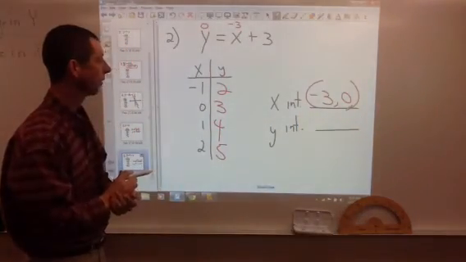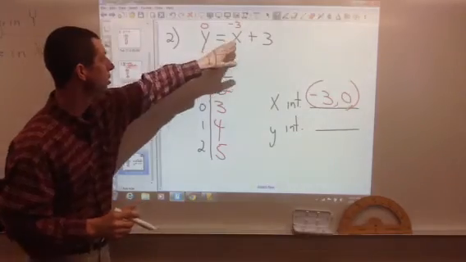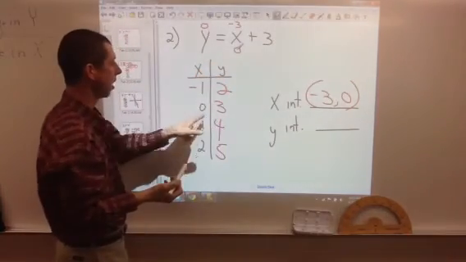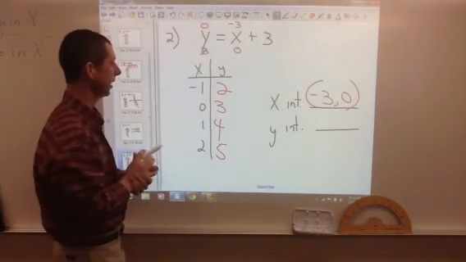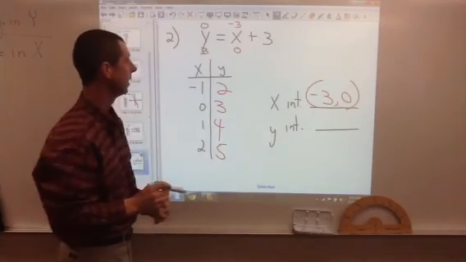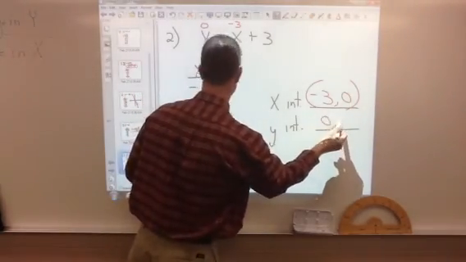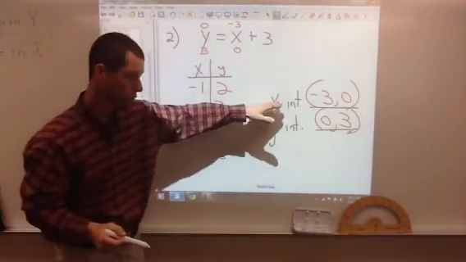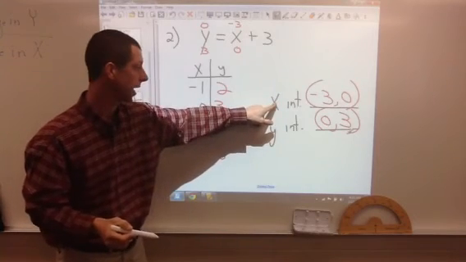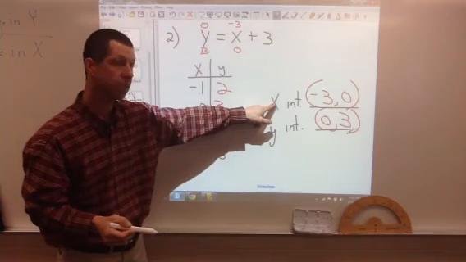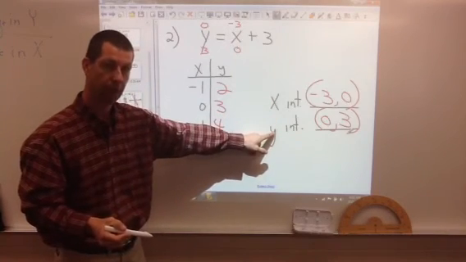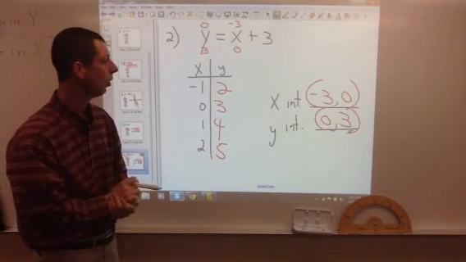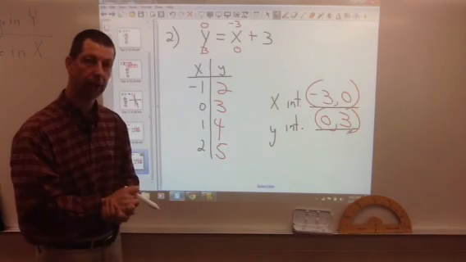Now let's find the y-intercept. So now we put 0 in for x, and let's solve it. 0 plus 3, we already solved that right here, is 3. So our y-intercept is going to be 0, 3. Those are the points where, when you graph it, it crosses the x-axis at -3, 0, and crosses the y-axis at 0, 3. So that's how you find those. Hopefully that's helpful in doing this.